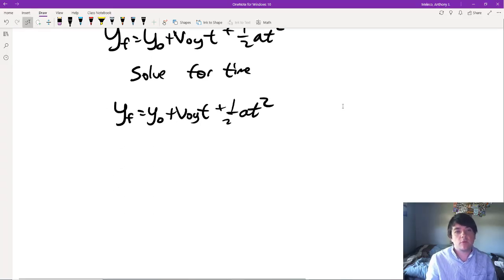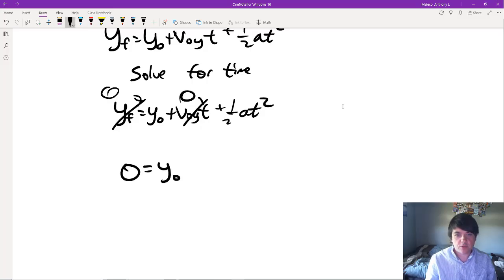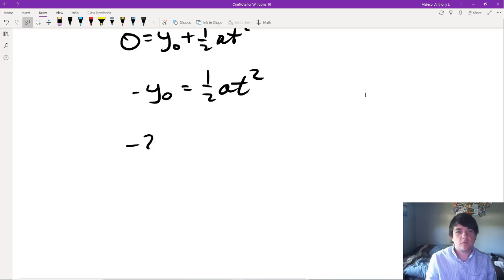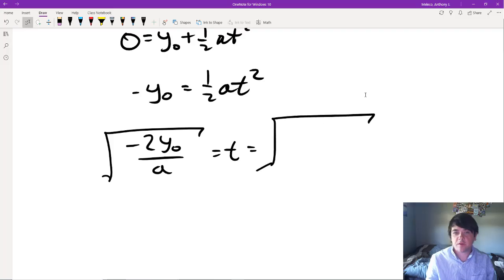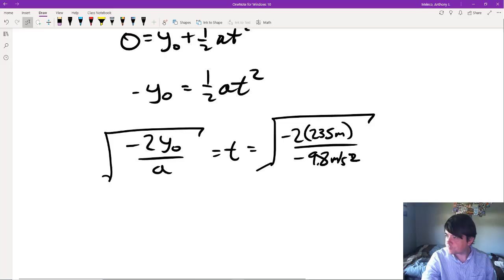So y final was 0 because y initial was 235. V naught y is 0. So we have 0 equals y initial plus 1/2 a t squared. Solving for time, it's going to be the square root of minus 2 y naught over a equals time. Very similar, if not the exact same, as the first example. So time ends up being 6.925 seconds.